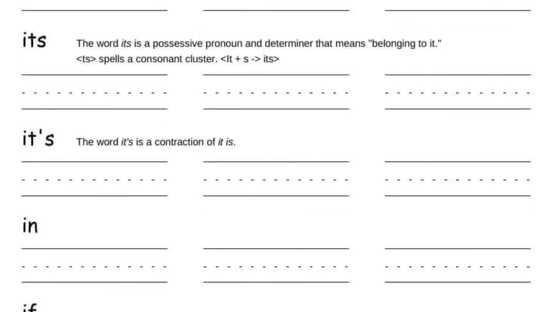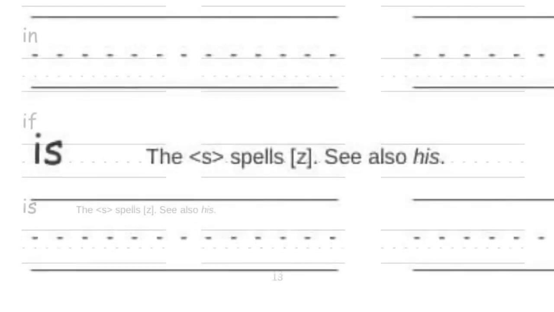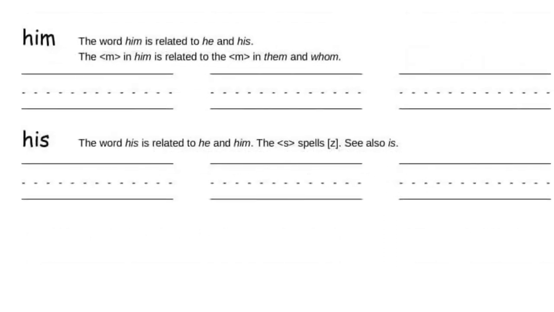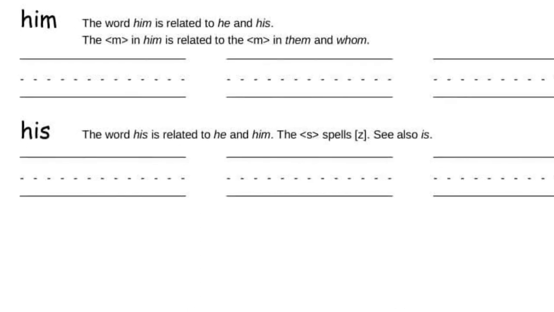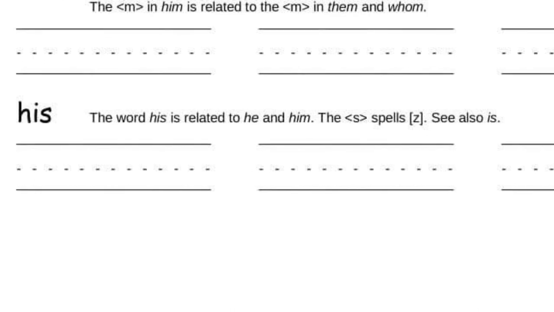The student then writes each word 3 times. We read any extra information about the spelling of a word together. For example, in is, the S spells Z, see also his. The word his is related to he and him. The S spells Z.